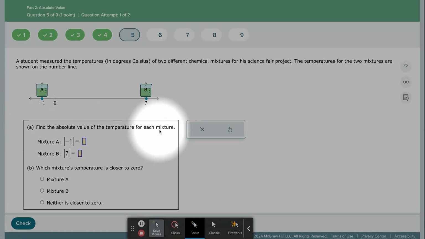So find the absolute value of the temperature. So how many hops from 0 is -1? It's 1 hop, right? On the negative side, but it's still 1 hop. How many hops from 0 is 7? Or what's the absolute value of 7? It's 7, right? Which mixture's temperature is closer to 0? Which one's closer to 0? Mixture A is only 1 hop, so it's basically saying which one has the lower absolute value. Cool.